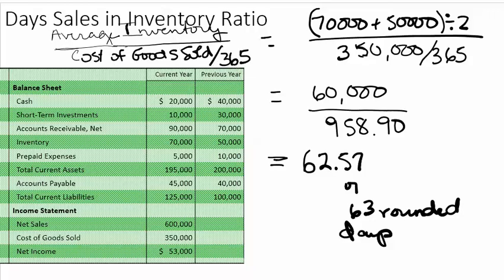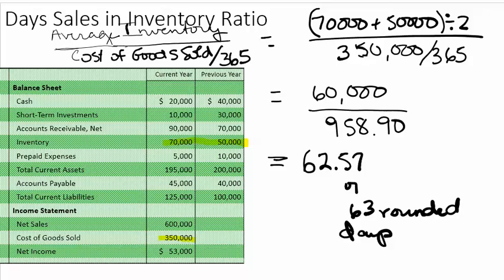So average inventory, we have to take our beginning plus ending here, which is 70,000 and 50,000, which I've got, and divide that by 2. That'll give you an average of 60,000. Then take your cost of goods sold, which is down here, 350,000. Divide that by 365. If we do that, we get 958.9. And take 60,000 divided by the 958.9, we get 62.57, or 63 days rounded. Okay, so remember that 63, we're going to need it.